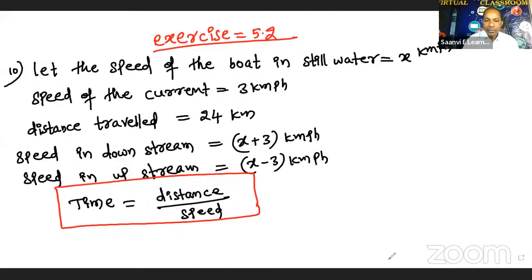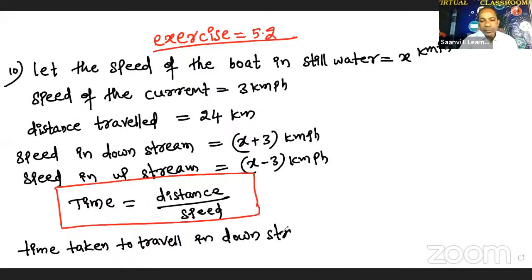Okay, children. Now, time taken to travel in downstream. Okay, time taken to travel in downstream. So this is T1. Okay. So time formula, distance by speed, no? Distance traveled 24 kilometers. And speed of the boat in downstream, how much? x plus 3.